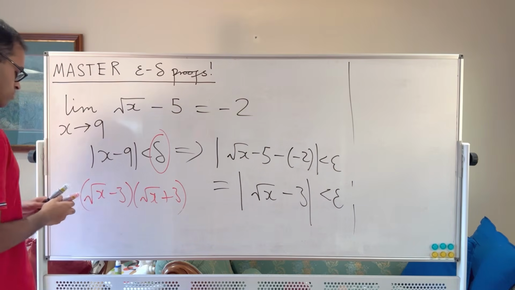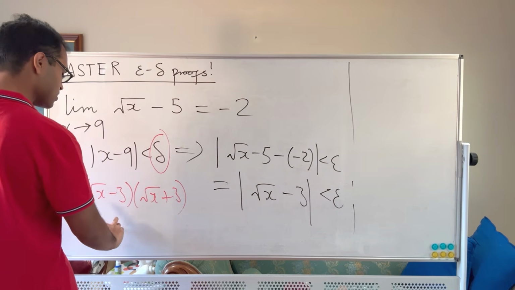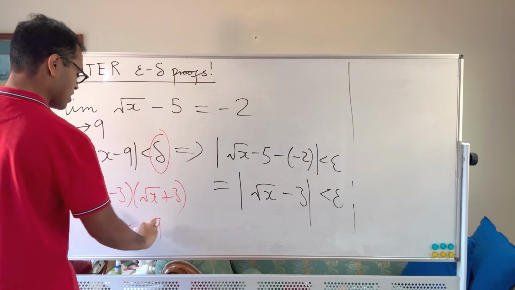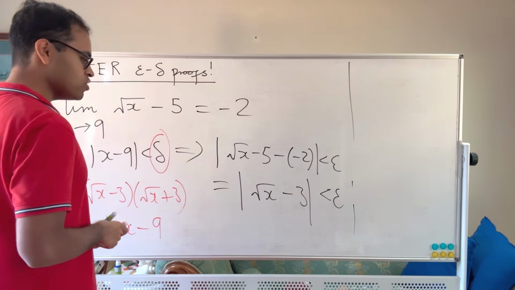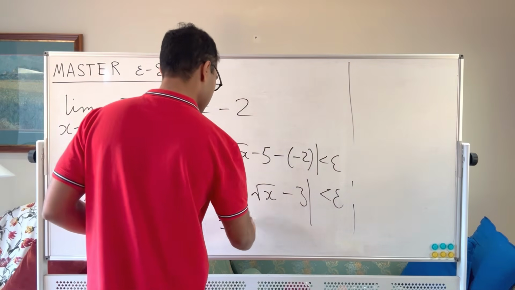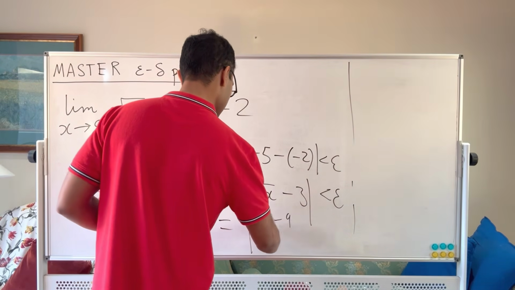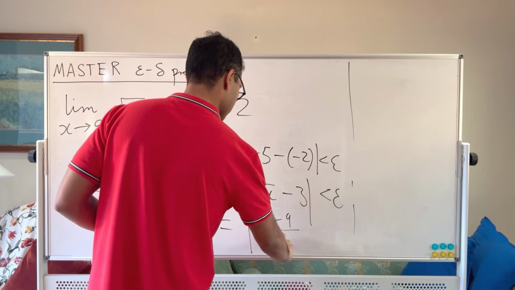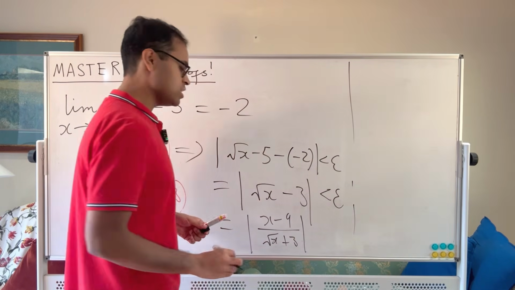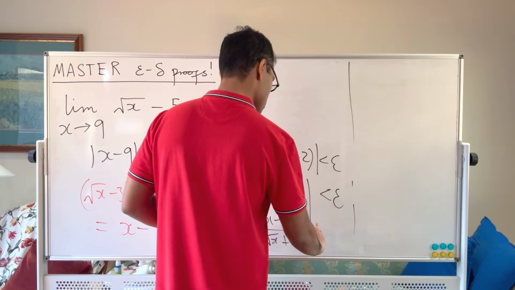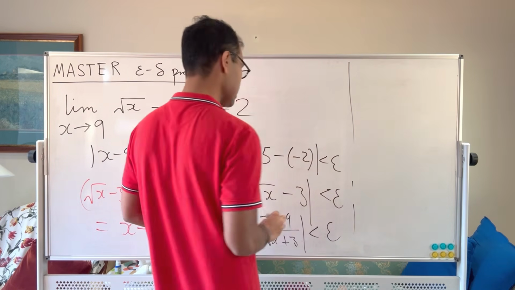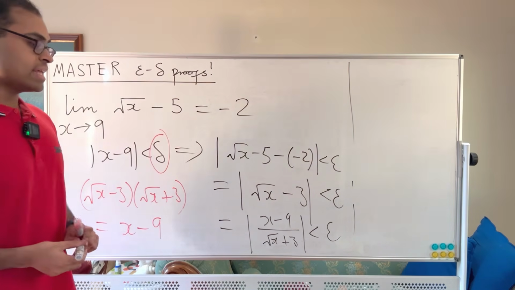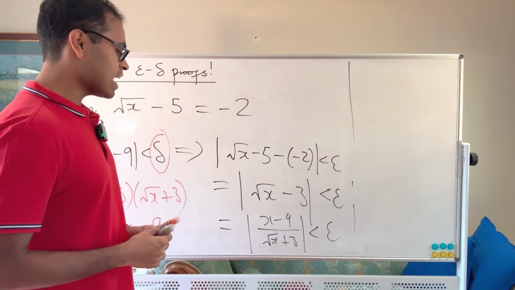Root x minus 3 times root x plus 3 is going to be root x squared, which is x, minus 3 squared, which is 9. Therefore, you know that root x minus 3 is equal to the absolute value of x minus 9 divided by root x plus 3. That's going to be the expression, and we want that expression to be less than epsilon. So how do we ensure that that's less than epsilon? What does delta have to be?